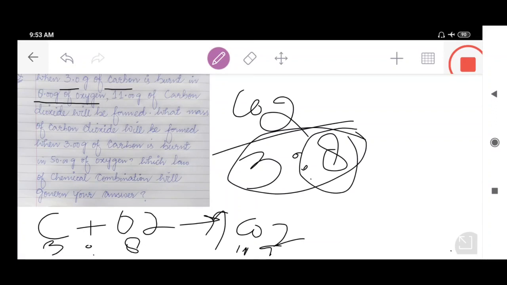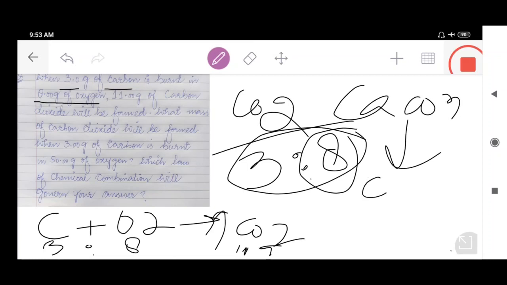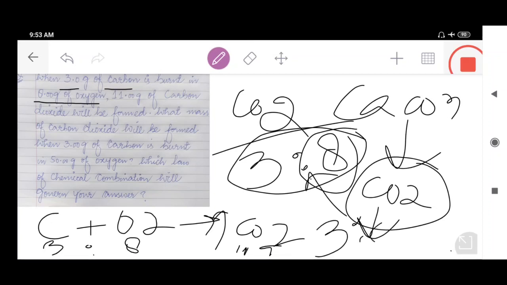And I told you people that whenever we heat limestone, calcium carbonate, the moment we heat this calcium carbonate, there is always the formation of carbon dioxide gas. But this carbon dioxide gas has the same ratio, that is 3:8. That's why I told you people this is in accordance with the law of definite proportions. So the same is the case with this numerical. When 3 grams of carbon is burnt in 8 grams of oxygen, 11 grams of carbon dioxide gas is formed.